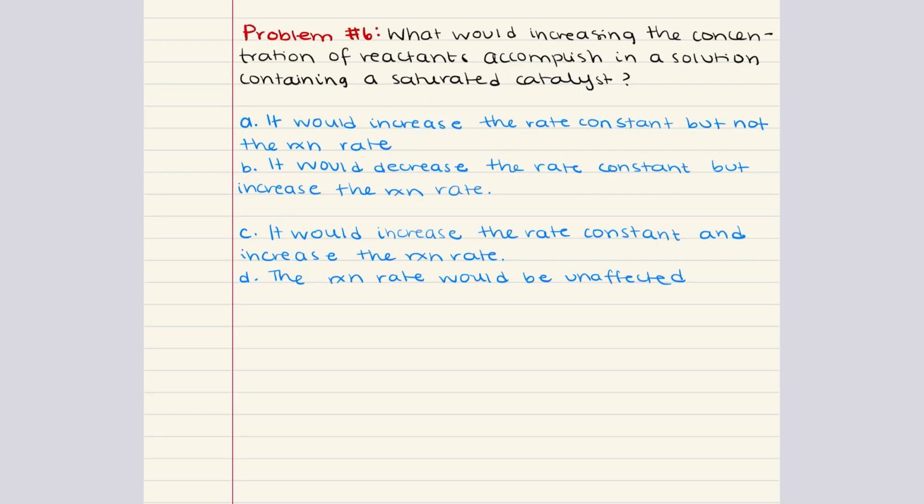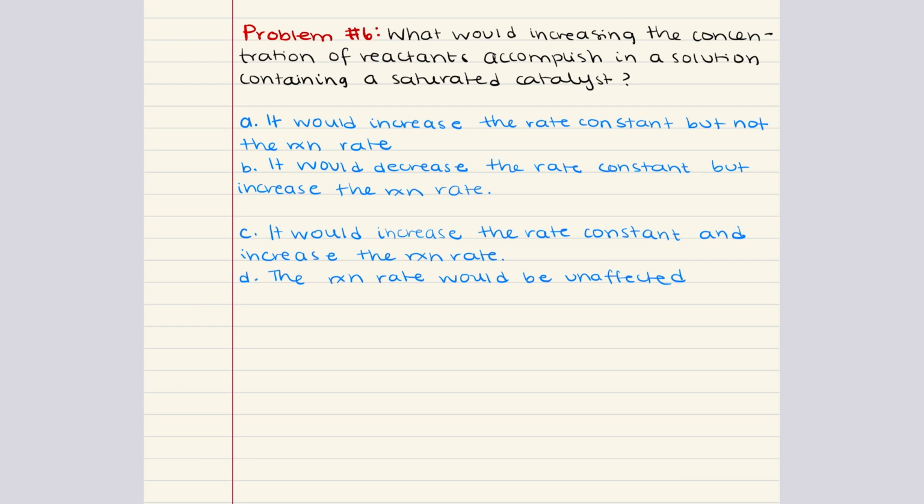Problem 6 asks, what would increasing the concentration of reactants accomplish in a solution containing a saturated catalyst? A says it would increase the rate constant but not the reaction rate. B says it would decrease the rate constant but increase the reaction rate. C says it would increase the rate constant and increase the reaction rate. And D says the reaction rate would be unaffected.